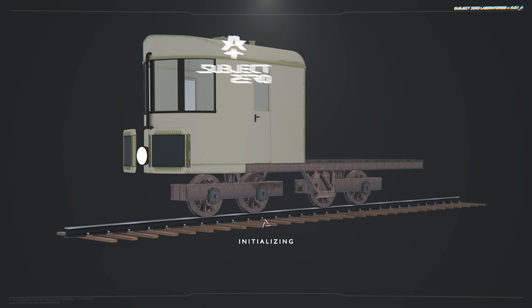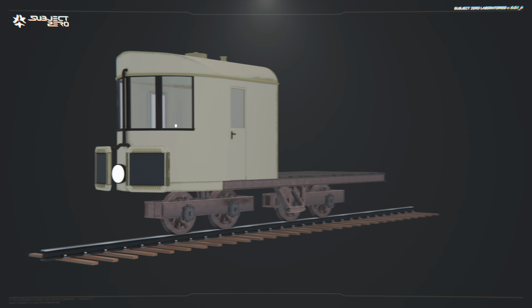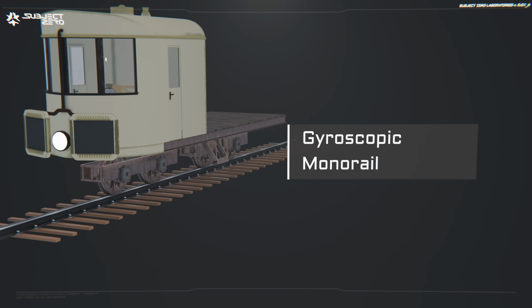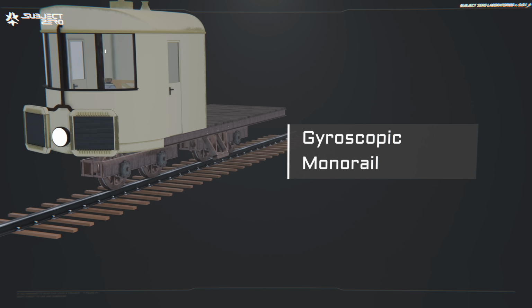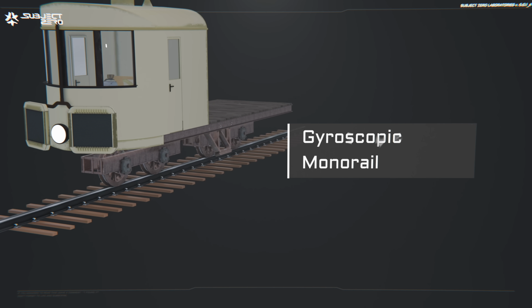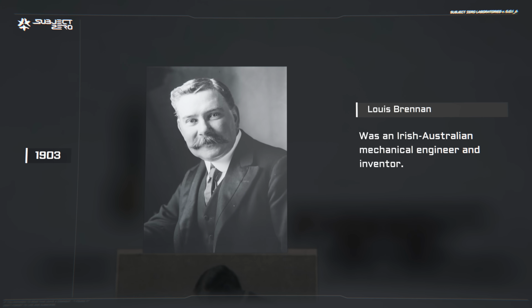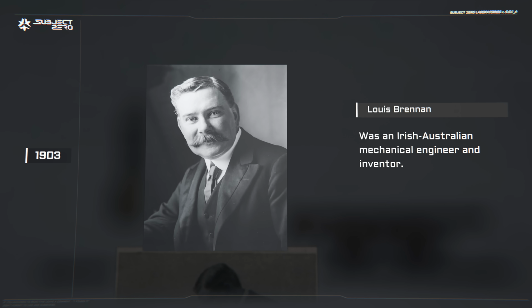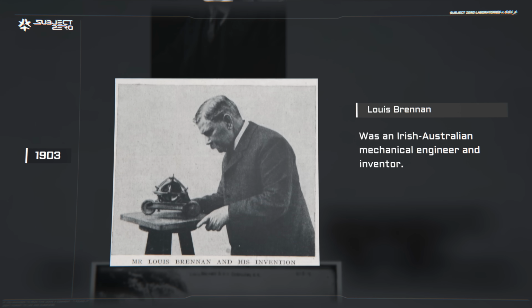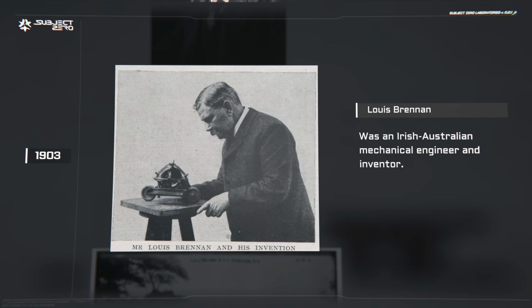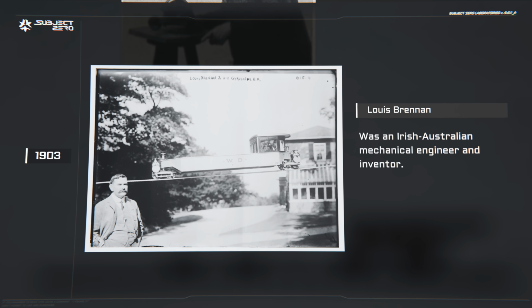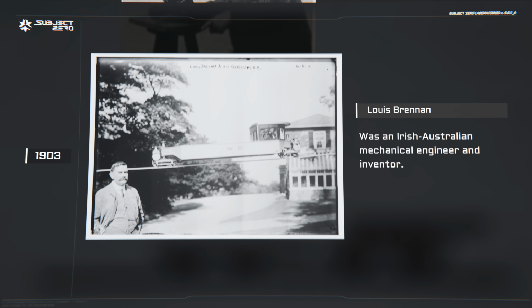The Brennan's monorail, also known as the Gyro Monorail, stands as a testament to human ingenuity in the realm of transportation innovation. Conceived by the Irish engineer Louis Brennan in the late 19th century, this pioneering monorail system represented a bold departure from conventional railway technologies of its time.